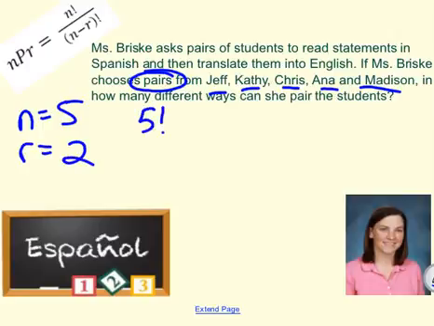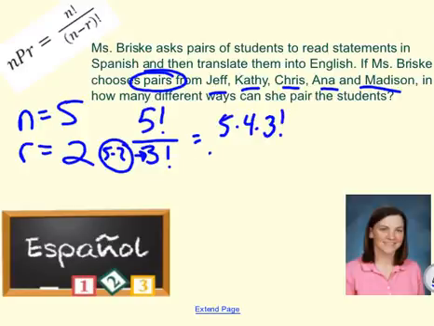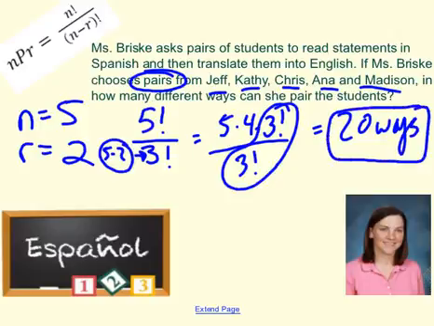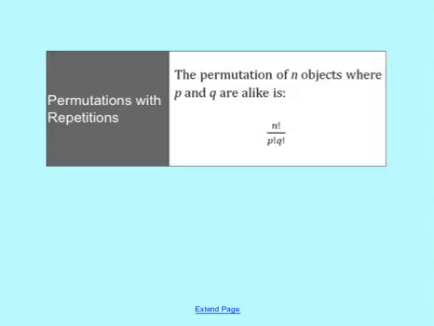How many different ways can she pair students? I would have done 5 factorial over 3 factorial. Look at that, 5 minus 2. I'm skipping a step, right? You guys should catch on to this stuff. You should know 5 times 4 times 3 factorial over 3 factorial. These reduce to 1. So 5 times 4 is 20 ways she can pair the students. So just 5 kids in class, and she can pair them in 20 different ways. It's actually kind of amazing.